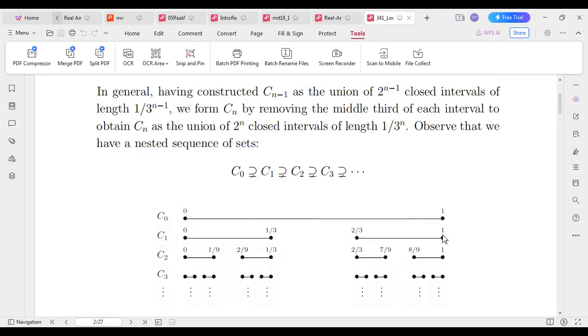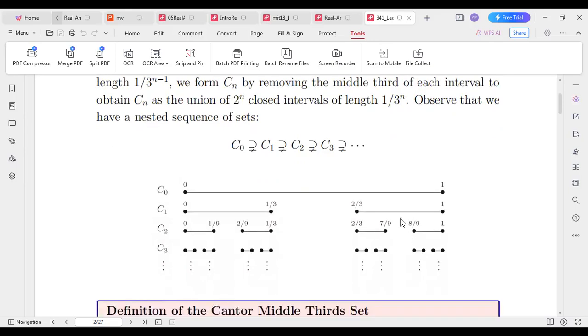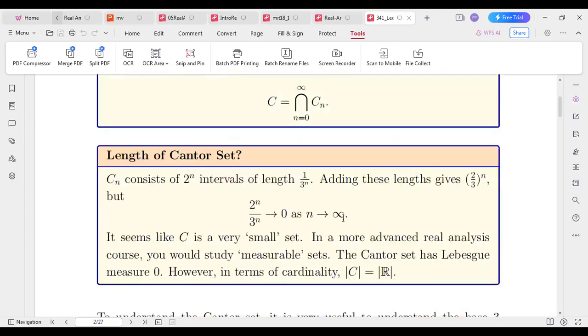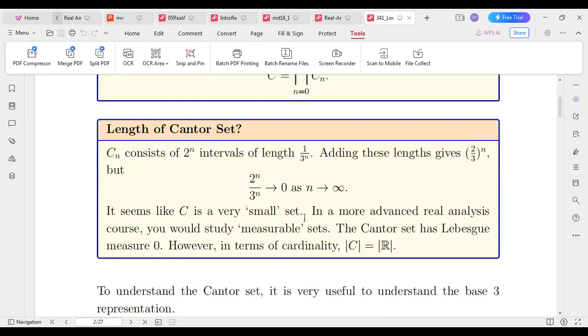Similarly, if n equals 2, the length will be 1 by 3 squared, that means 1 by 9. This length is 1 by 9, this length is also 1 by 9, and the removed parts are also 1 by 9. So in this way, we can define the length of the Cantor sets. Adding these lengths gives (2 by 3) to the power n. Since 2 to the power n by 3 to the power n, multiplied together, gives (2 by 3) to the power n, which tends to 0 as n goes to infinity. It seems like C is a very small set.